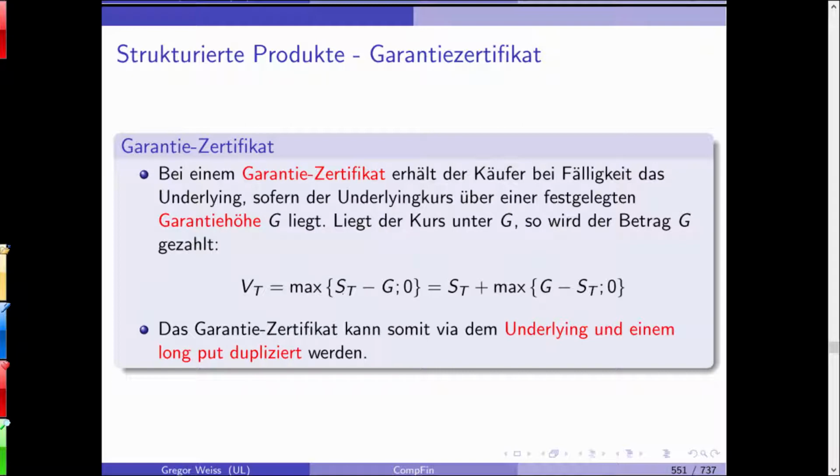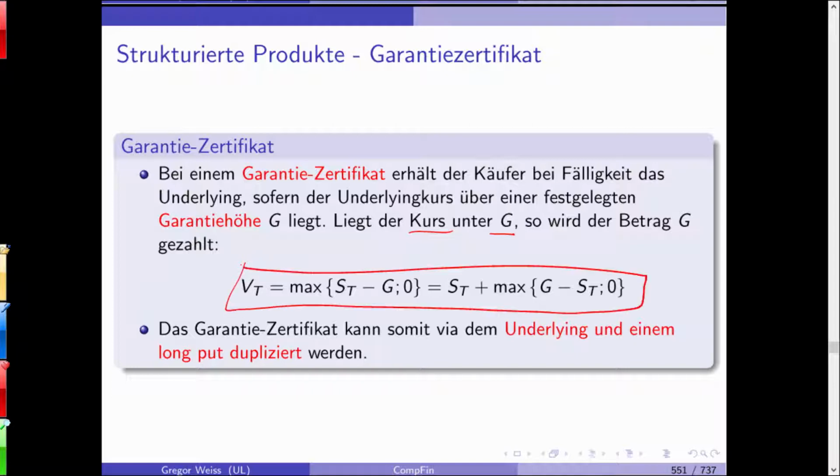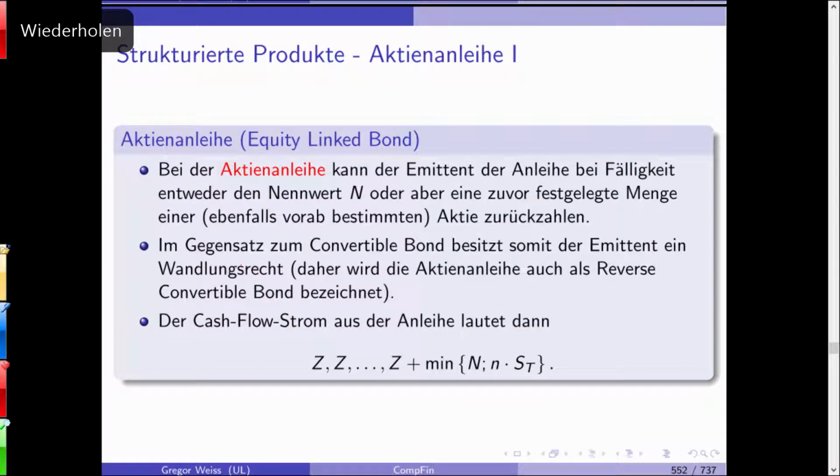Guarantee certificate, Garantiezertifikat. What is this? The buyer gets the underlying as long as the underlying is higher than a guaranteed level G. So if the underlying spot price is lower than G, you will only get G. So it's the opposite of the discount certificate. It guarantees you a certain level of payment you will definitely get. You can see it securitizes an underlying and a long put. Okay, so these are guarantee certificates.